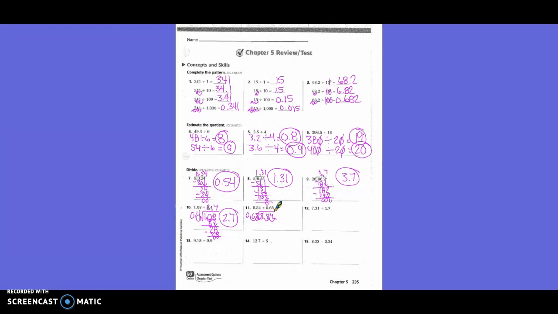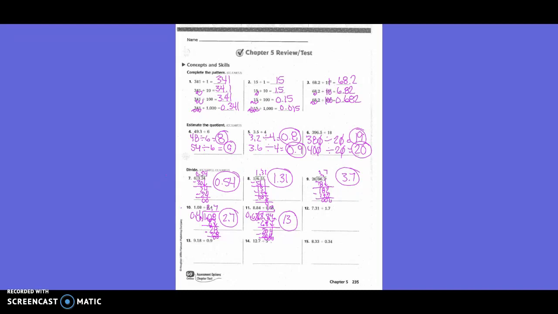Alright, how many times does 68 go into 88? Once. So 88 minus 68 is 20, and then I need to bring down my 4. How many times does 68 go into 204? 3 times. And then 3 times 68 is 204. And I have nothing left over, so my answer is 13. It would be 13 because we moved our decimal over and everything is in front of it. So 13 is our answer.